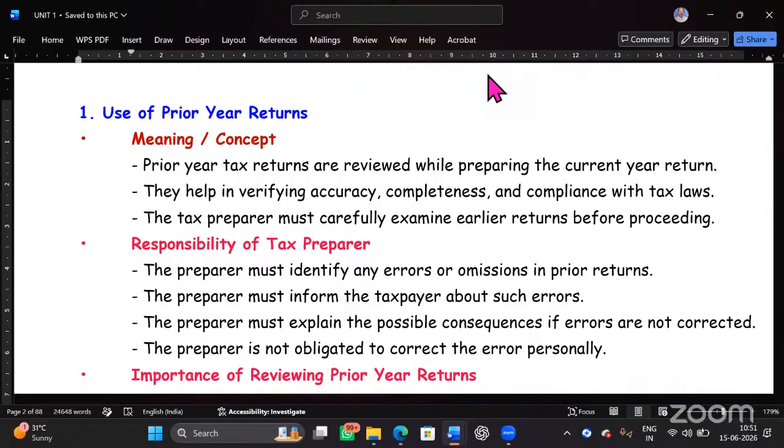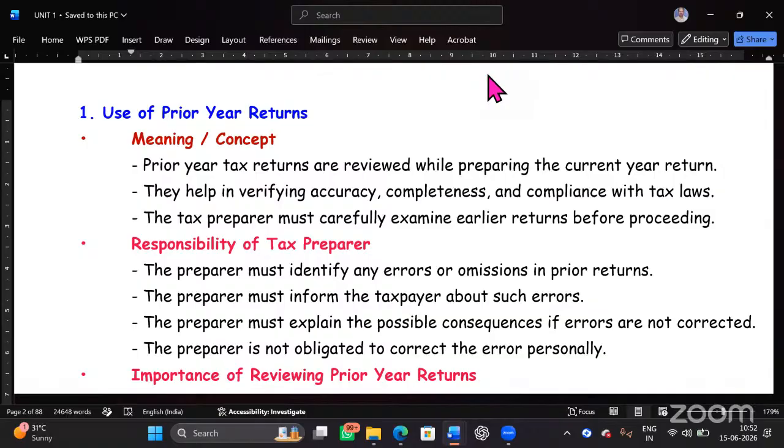Suppose a taxpayer was unmarried last year, but in the current year is married. I am asking to compare last year's data with any changes that occurred in the current year. That updated data is to be filled in the current year.